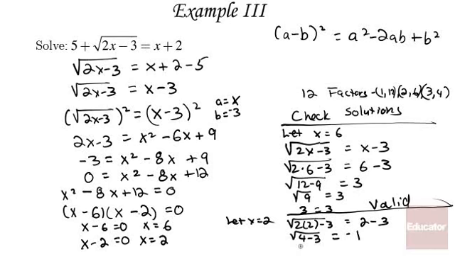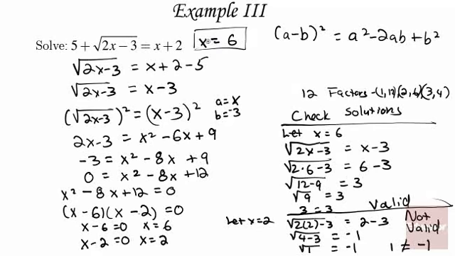And that's going to give me the square root of 1 equals negative 1. And that is false because the radical 1 is 1. It's the principal square root. That does not equal negative 1. So this does not check out. This is not valid. So I have one valid solution, and my valid solution is that x equals 6.